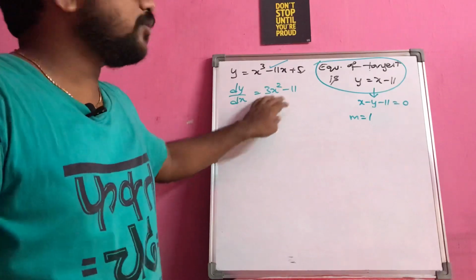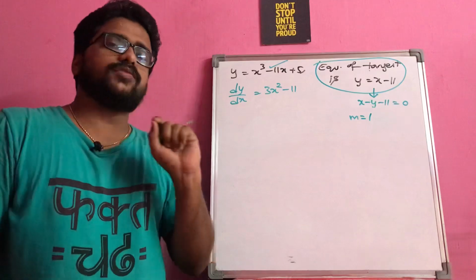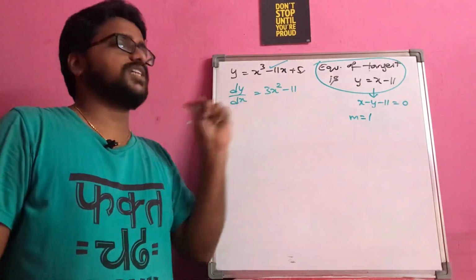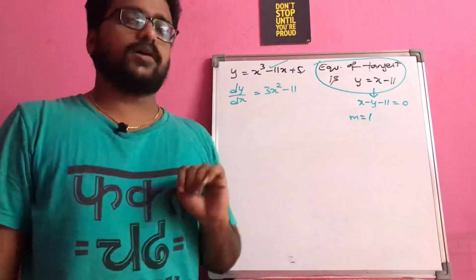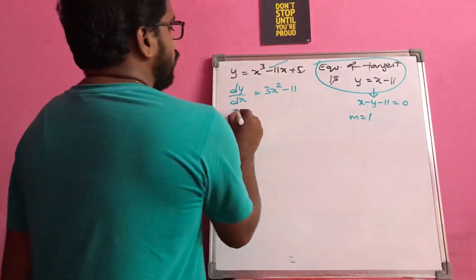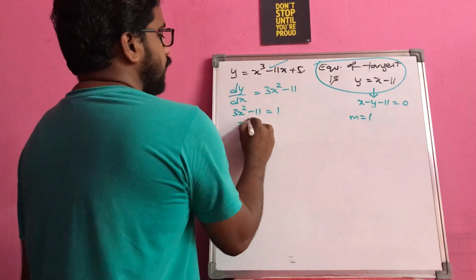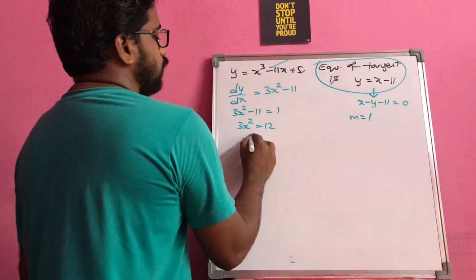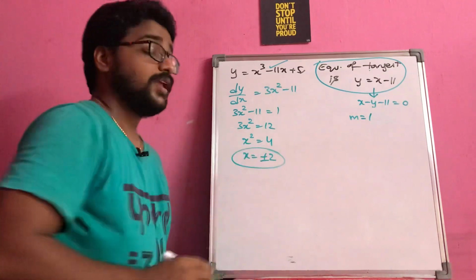When I am saying this is the equation of a tangent, to find the equation of tangent again you are going to use the same slope only. That means these two slopes should be equal, correct? That's why I will go ahead with 3x square minus 11 is equal to 1, which will give me 3x square equal to 12. Again x square is equal to 4, x is equal to plus or minus 2.